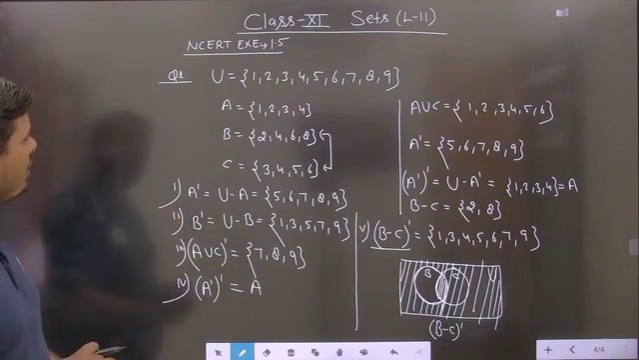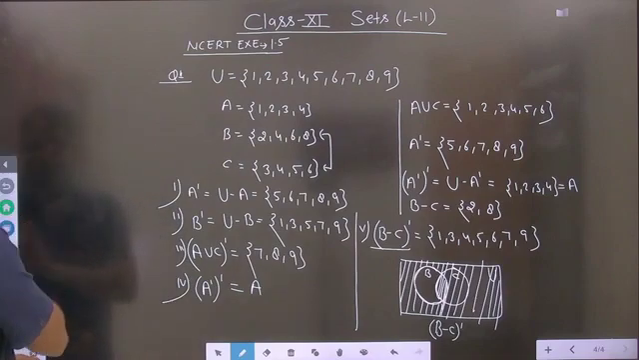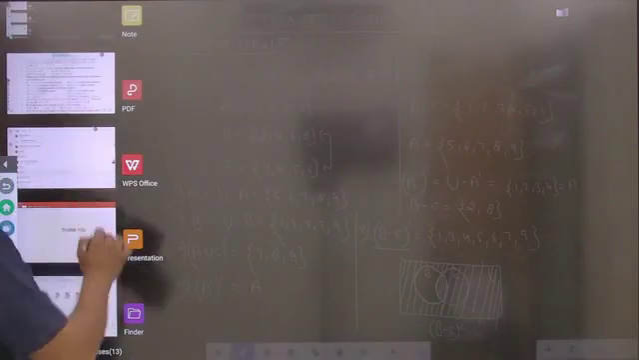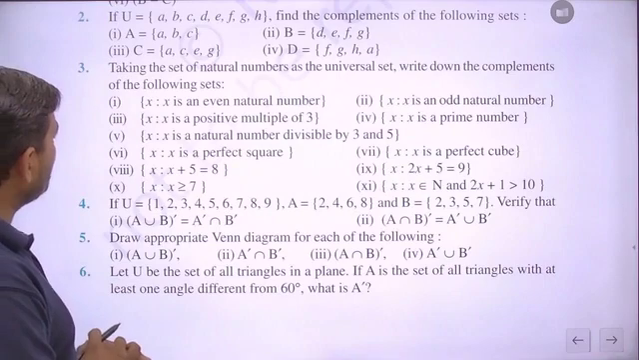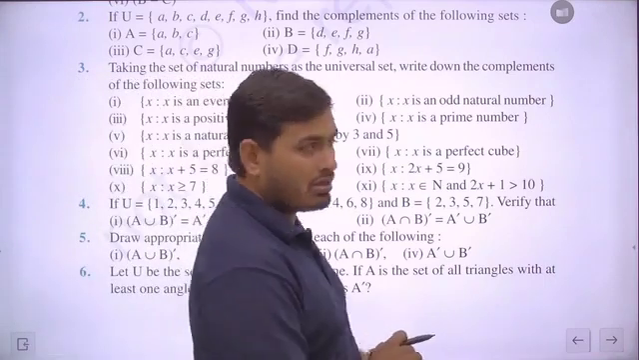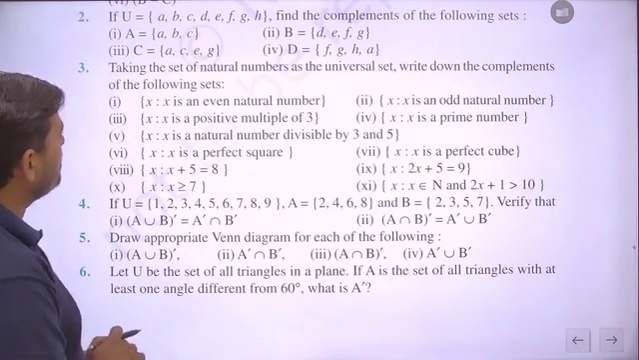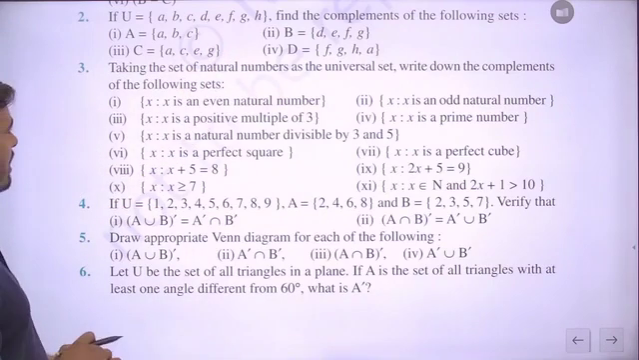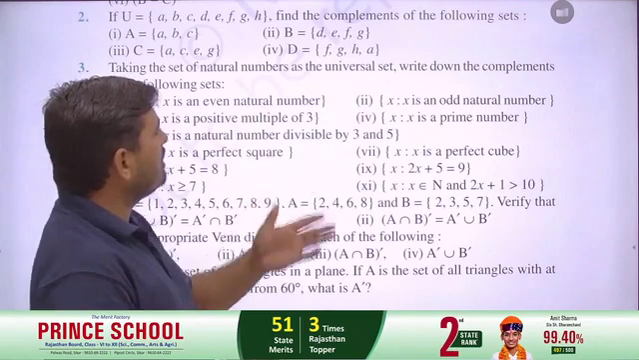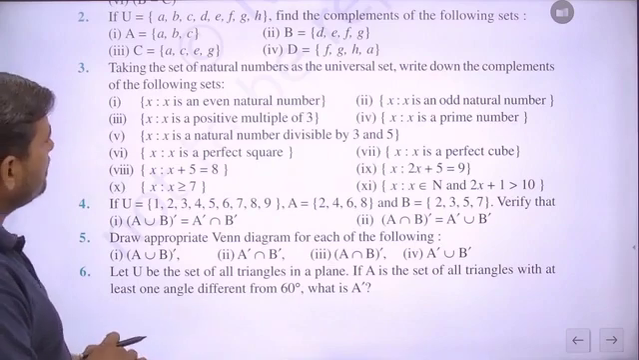After that we will take the next question, number 2, from your NCERT exercise. In this question number 2, the universal set U is given as A, B, C, D, E, F, G, H. Now find the complement of the following sets, which means we have to calculate the complement of each given set. The first set is A, B, C, then D, E, F, G, then A, C, E and G, then F, G, H and A. Is it clear?